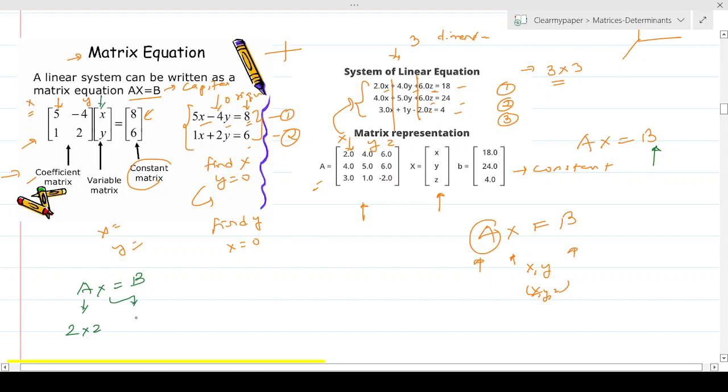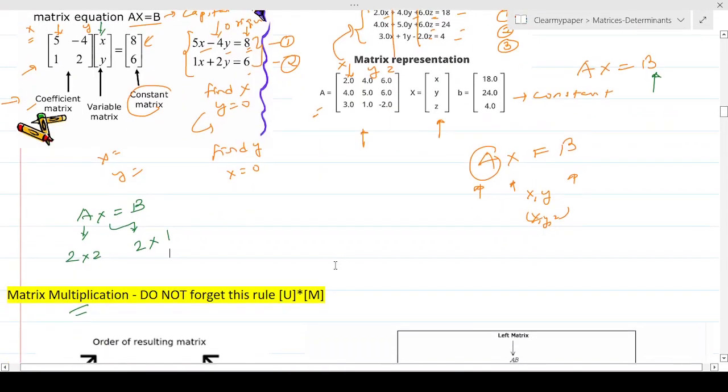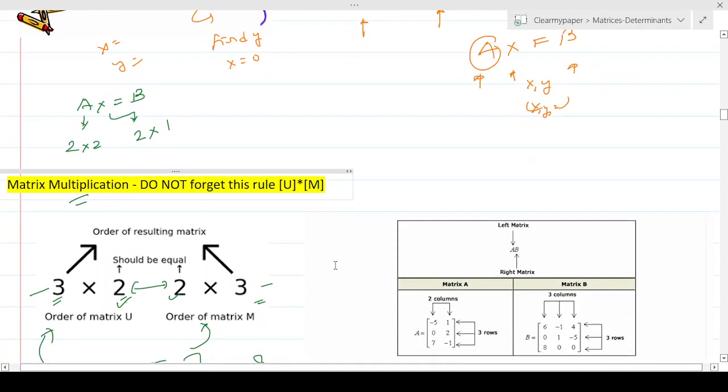So this X is 2 rows and 1 column. And to determine if the multiplication exists, like we saw here, take the inner 2 numbers, which are these 2 numbers. They should match, where we're talking about the columns of the left side matrix and the rows of the next matrix. That means multiplication is possible.